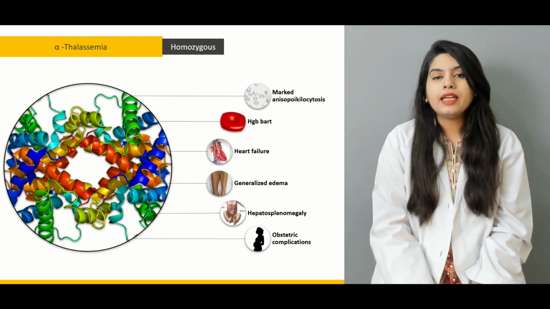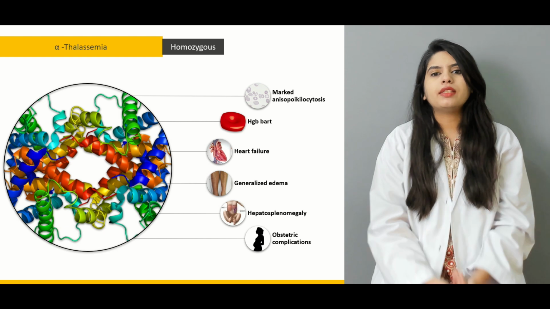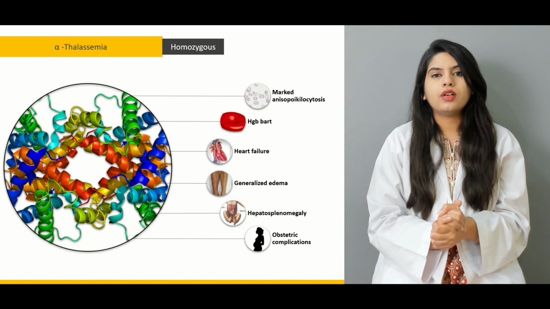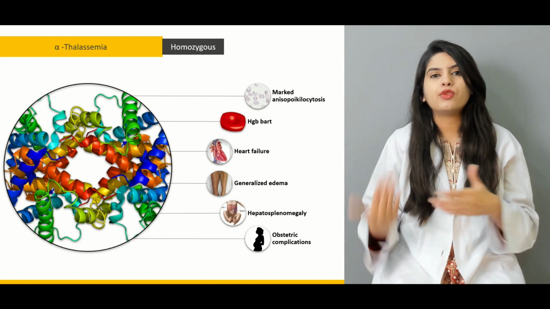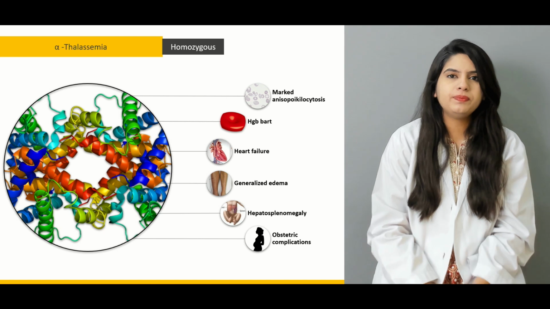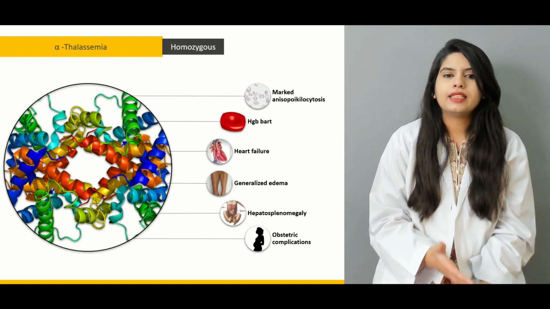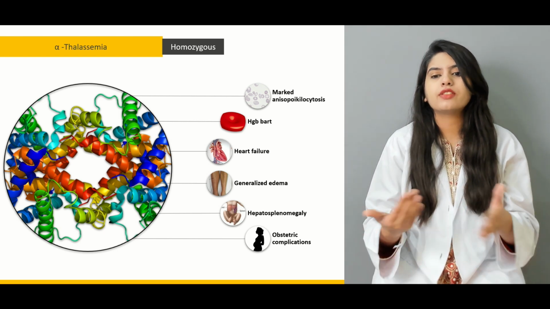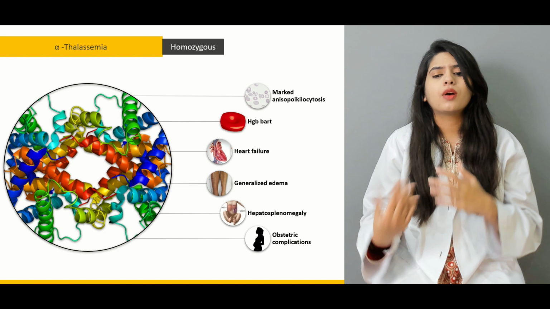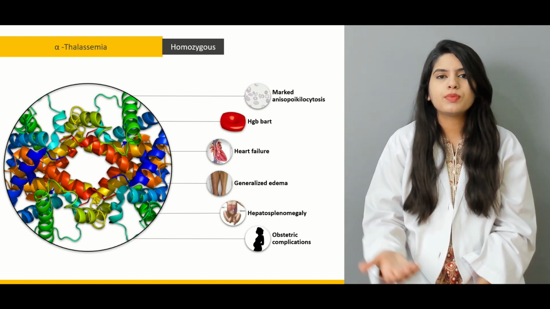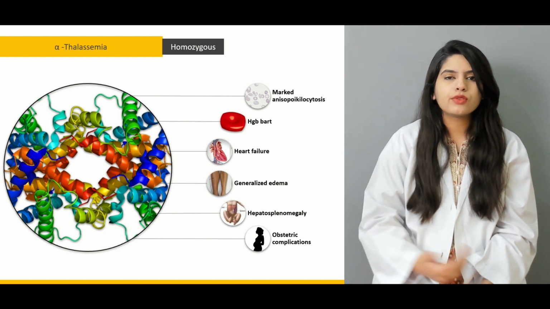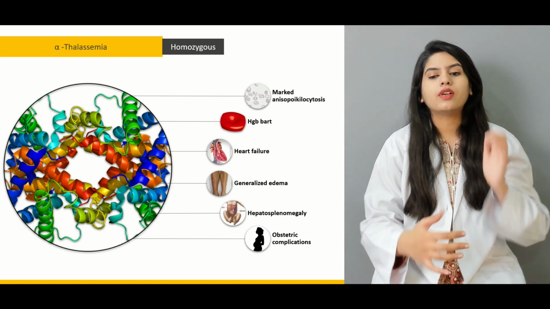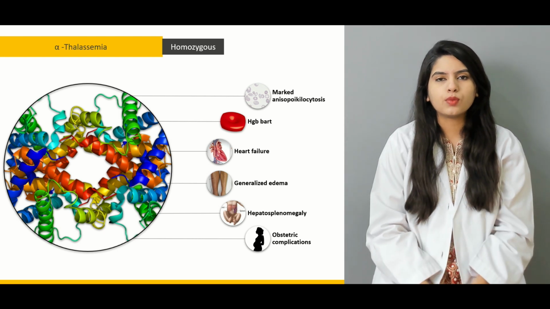Now, like when we were studying beta thalassemia, this homozygous alpha thalassemia is much more severe as compared to the heterozygous form of alpha thalassemia. This type of thalassemia will lead to more severe symptoms, as you have seen, like heart failure, obstetric complications, and hepatosplenomegaly, as compared to the heterozygous type, as there can be the removal of genes from both of the chromosomes.